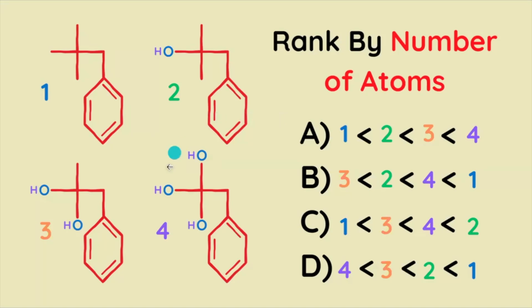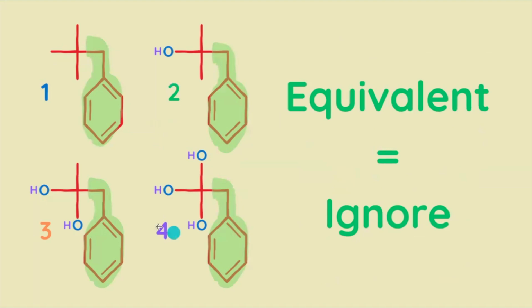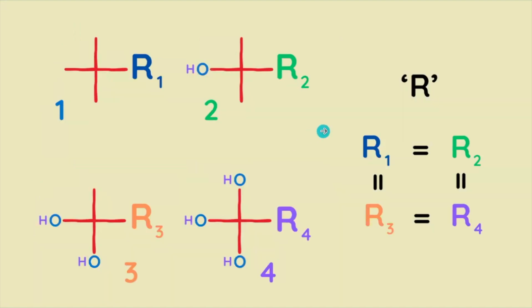Rank these 4 molecules by the number of atoms each one has. Since this highlighted region is the same across all 4 of these molecules, we can simply ignore it because that's a distraction. R is meant to denote a long chain of carbons and hydrogens, and in this case, R is the exact same across all 4 molecules.